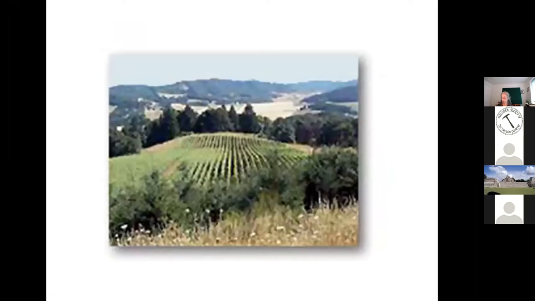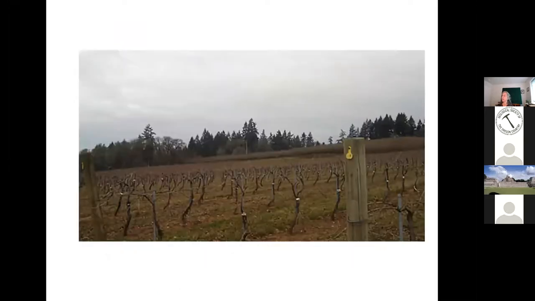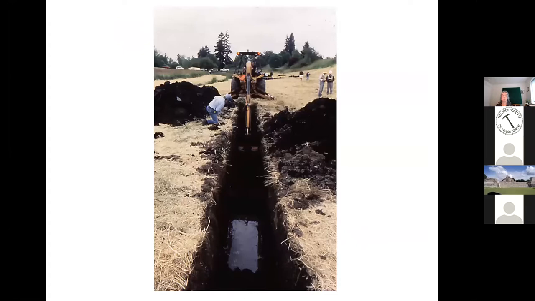And then, of course, the vineyards and lots of pictures of them. Now, one thing you might not know of the Willamette Valley is it's known for its fossils. Now, these are the most recent fossils on the scene. These are Ice Age fossils.